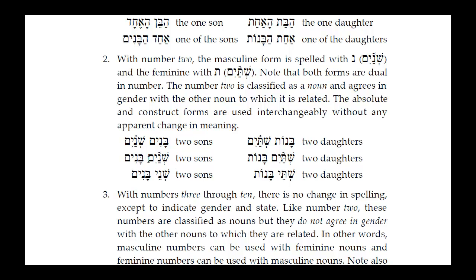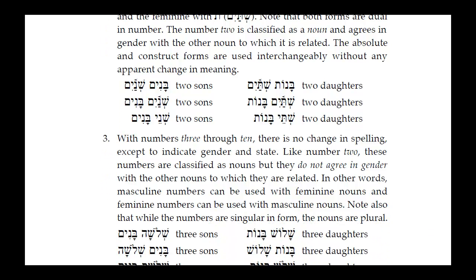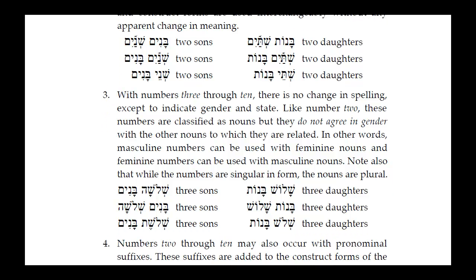Okay, Shnayim Banim, same thing, 2 sons. Shtayim Banot, 2 daughters. And then Shnei Banim, 2 sons. You know, they're all the same. Whether it's absolute or construct, it means the same thing here with the number 2. And Shtei Banot, 2 daughters here. 2 of daughters, literally.